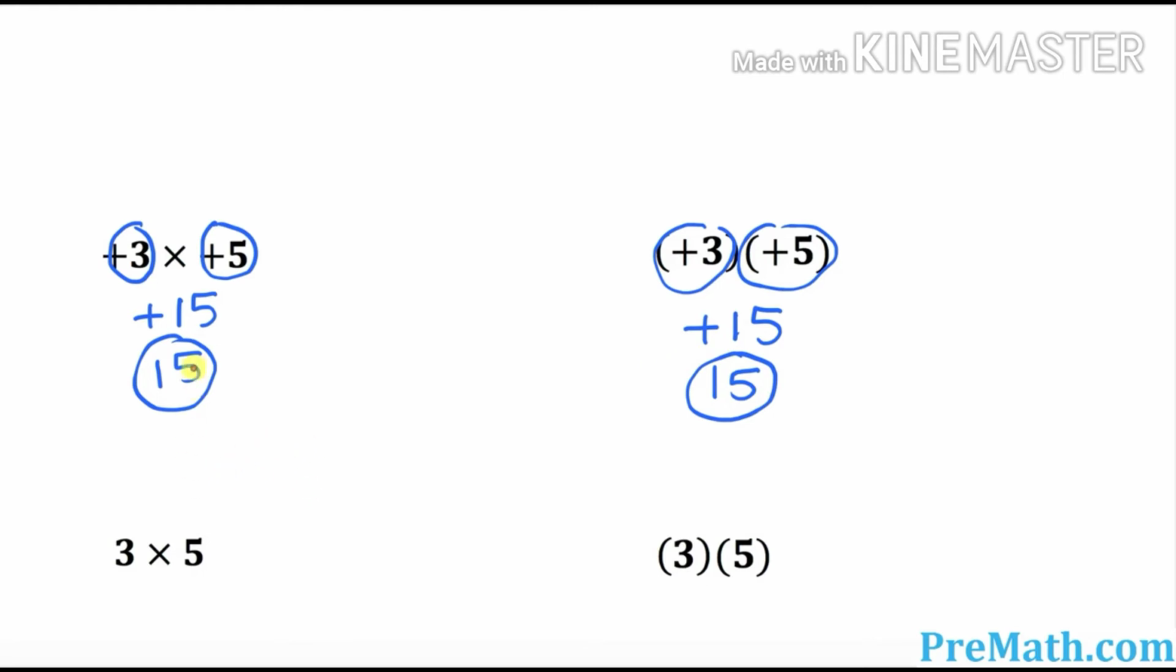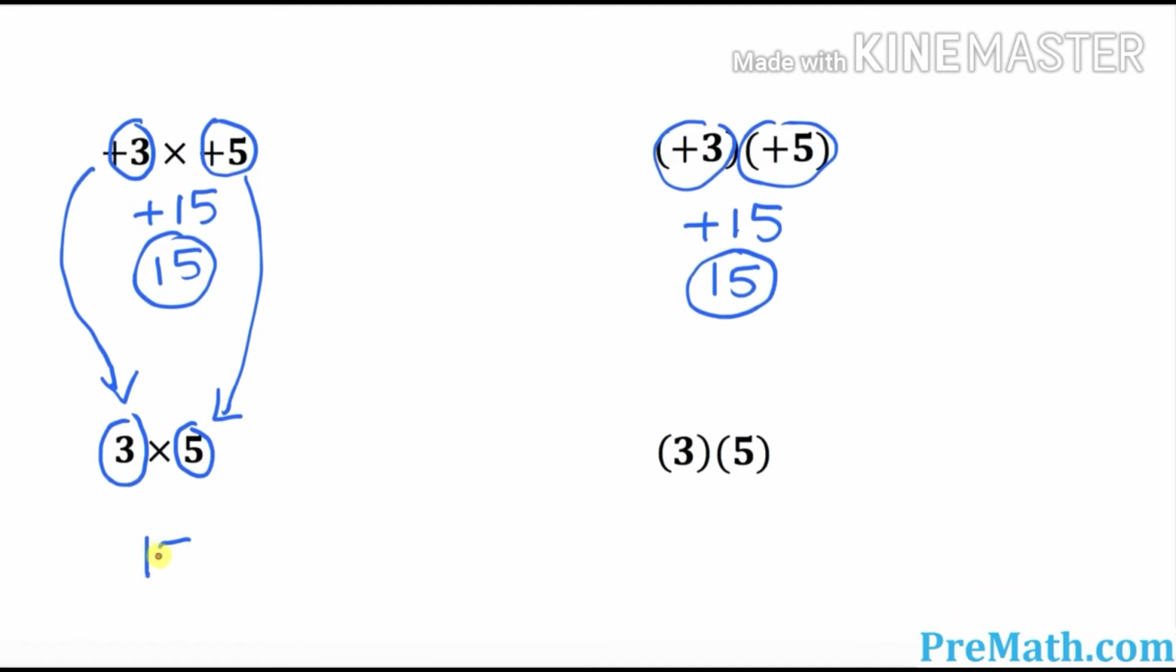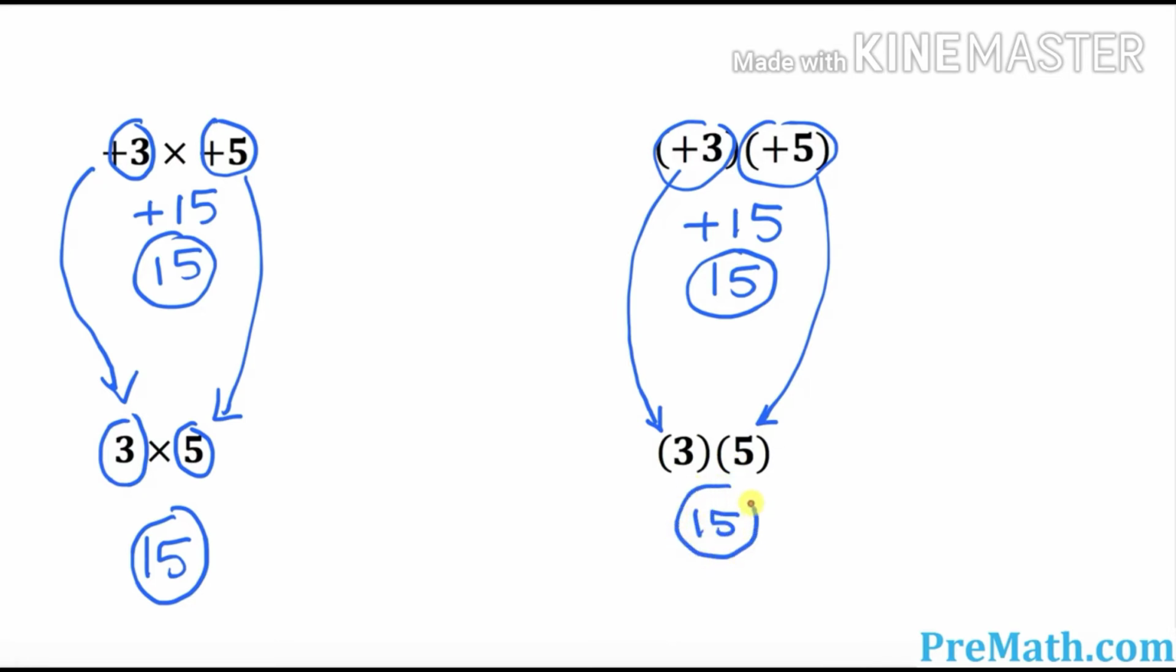Or simply, you can see over here, positive 3 could be written as just 3, and this positive 5 could be written as 5, and we know that 3 times 5 is always 15. You can look at this problem this way as well. Likewise over here, positive 3 could be written as 3, and positive 5 could be written as 5. So 3 times 5 is 15. So that's pretty much it.